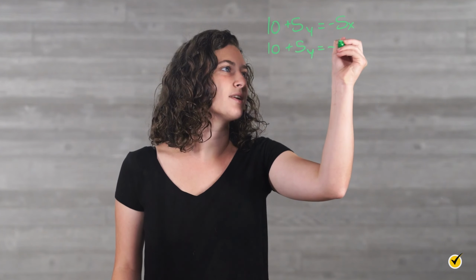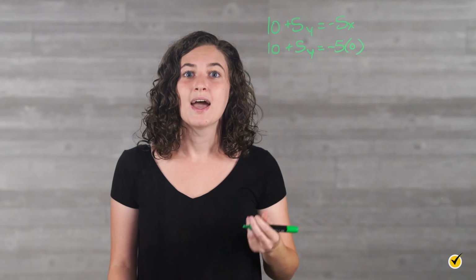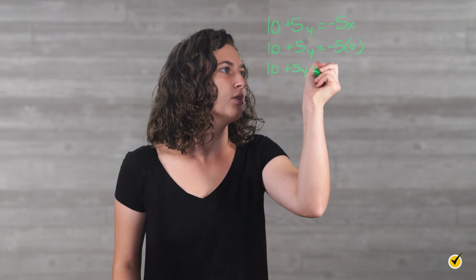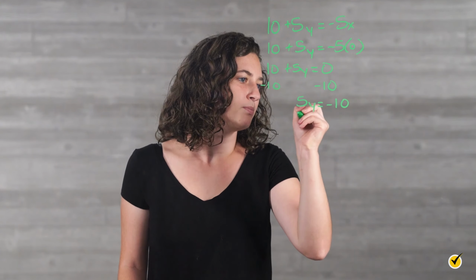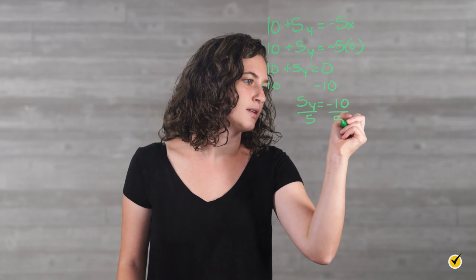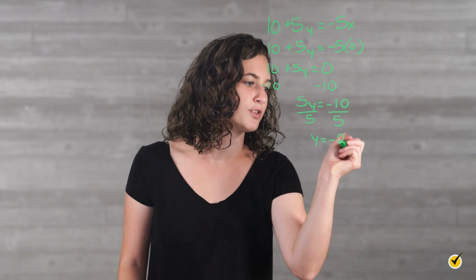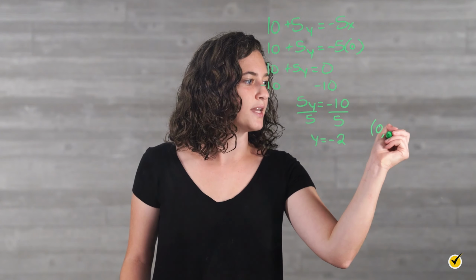And then we plug in 0 for x. So we have 10 + 5y equals negative 5 times 0. And all we have to do is simplify and solve for y. So we have 10 + 5y is equal to negative 5 times 0, which is 0. And then we subtract 10 from both sides, which gives us 5y equals negative 10. And we divide by 5 on both sides to get y is equal to negative 2. So the y-intercept of this line is (0, -2).